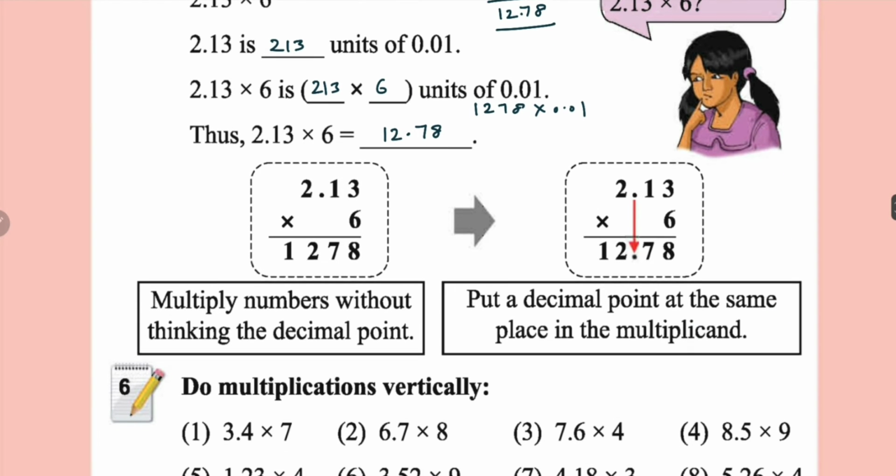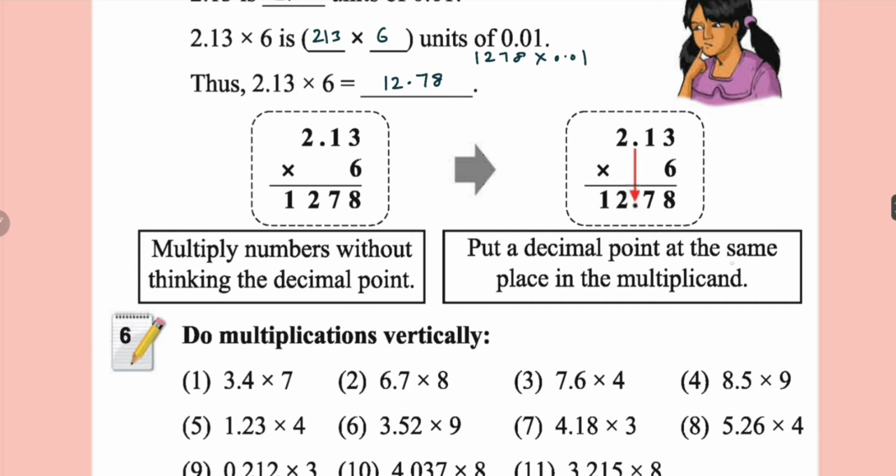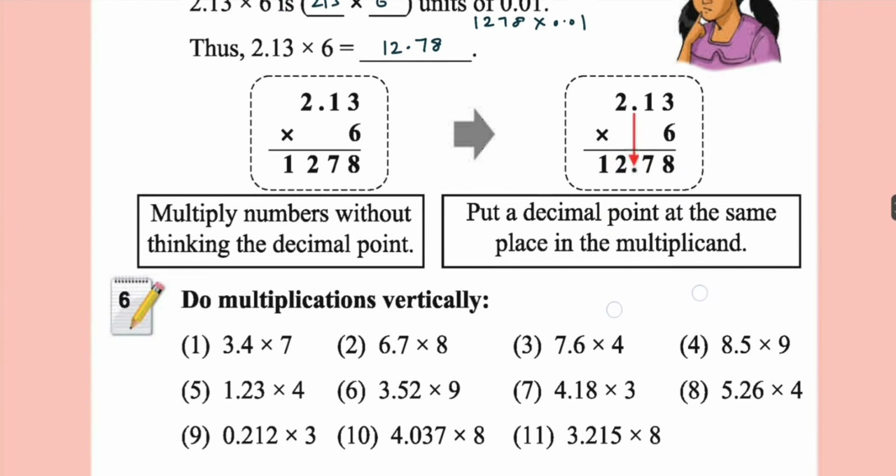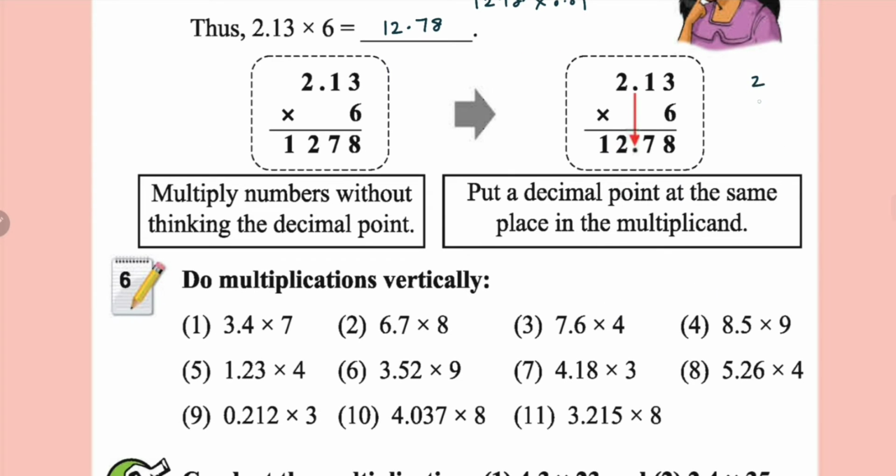Okay, the same thing is explained here. This is the method I usually refer to. Simpler method: put a decimal point at the same place in the multiplicand. That is what he is suggesting, and that is what I told in a different way. If there are 2 numbers after the decimal point in the question, in the answer also there should be 2 digits after the decimal point. Number and digits are not the same. These are individually called digits. 2, 1, 3, 6, these are all digits.